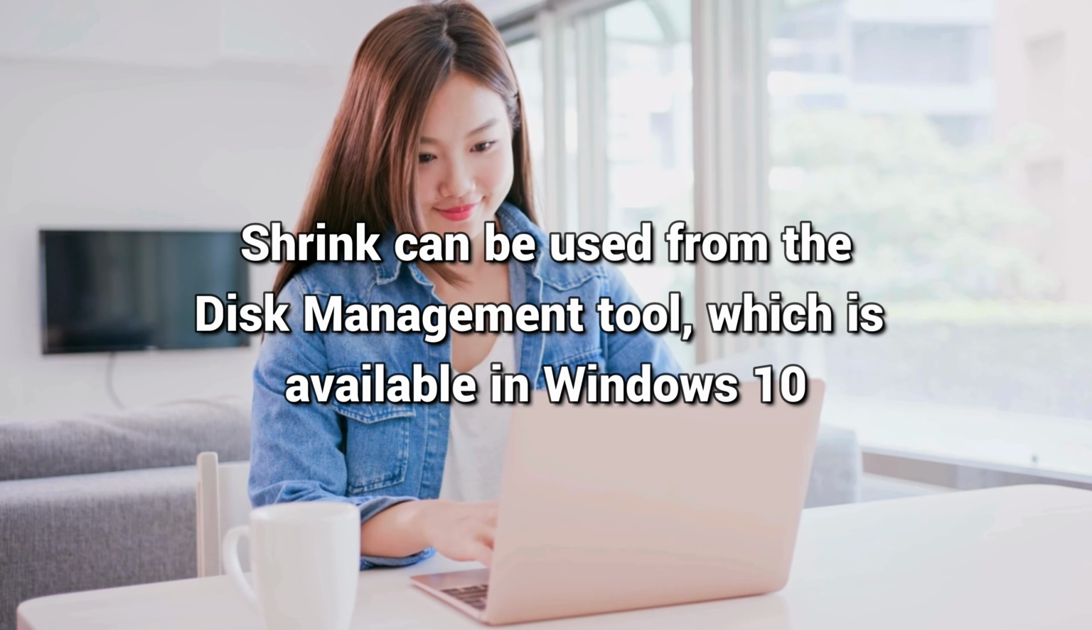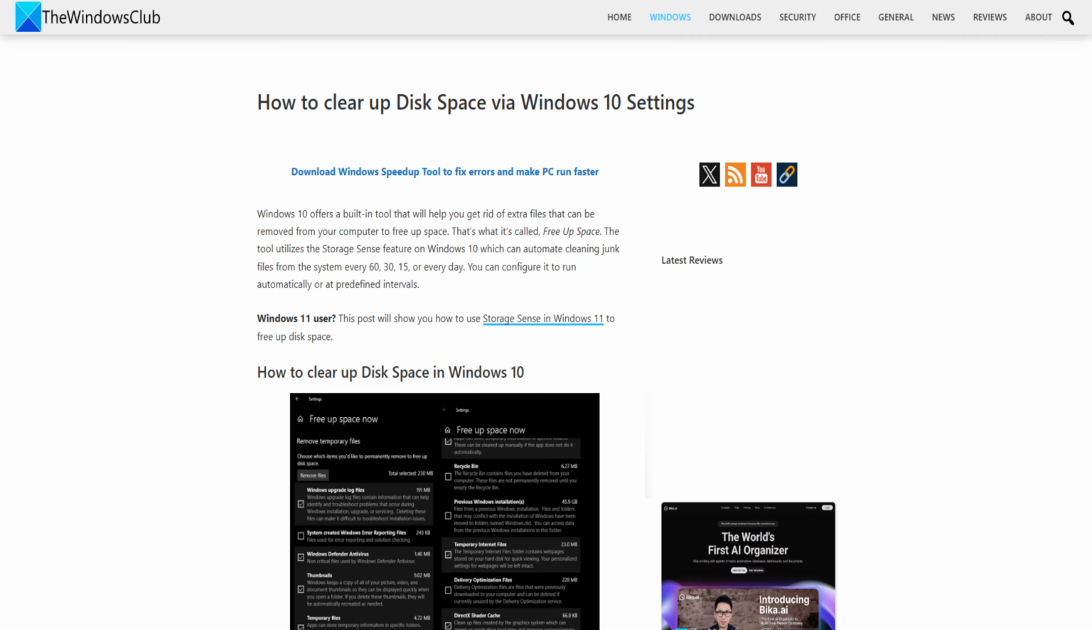The feature which we will be using to partition C drive is called shrink. It will make sure that the files on the drive remain intact. It still creates another partition out of it. Shrink can be used from the disk management tool which is available in Windows 10. Before you start the process, make sure the C drive is not full or nearly full. If that's the case, make sure to remove unnecessary files following this guide and have enough space.